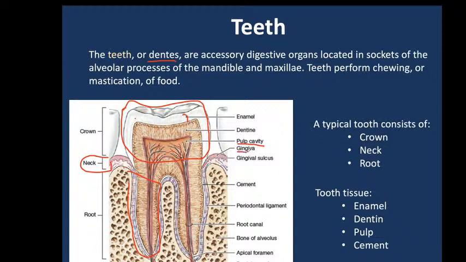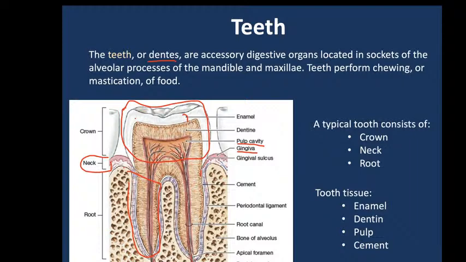And we could also see the tissue called gingiva here. Another name is gum. And it is out of teeth. It is covered the alveolar process of mandibular and maxilla.